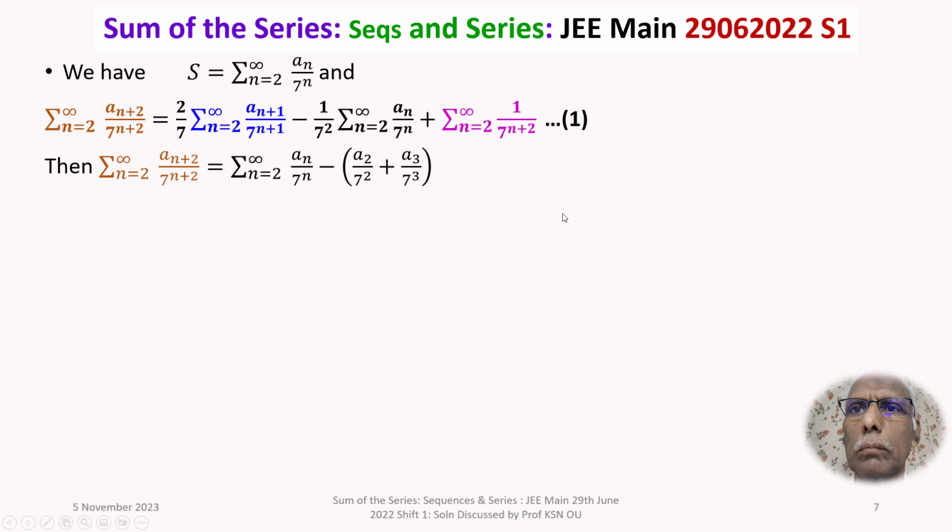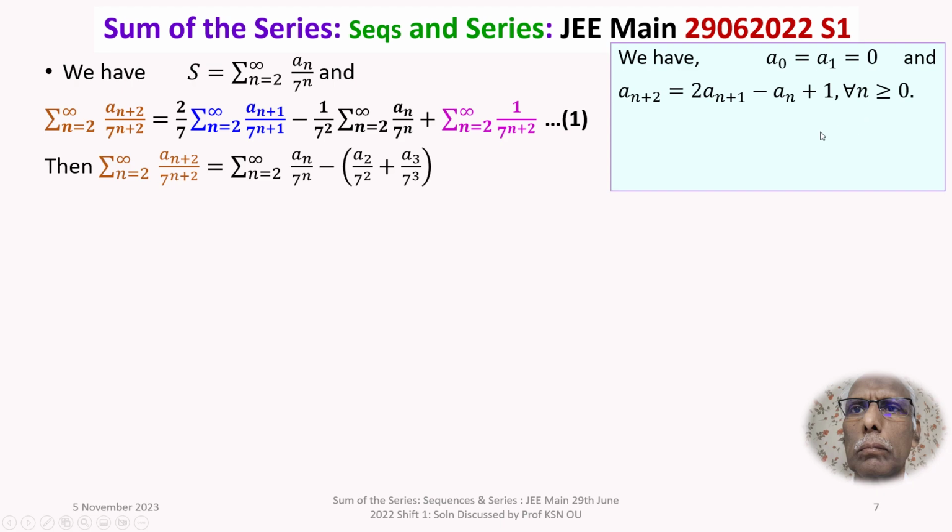But we will now compute what a2 and a3 are. We have a0 and a1 equal to 0, and the recurrence relation is here. In this, put n is equal to 0. Then we get a2 is equal to 2 times a1 minus a0 plus 1. And a0 is 0, a1 is 0, so it is 1 only. Thus we got a2.